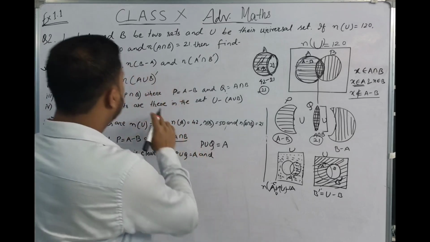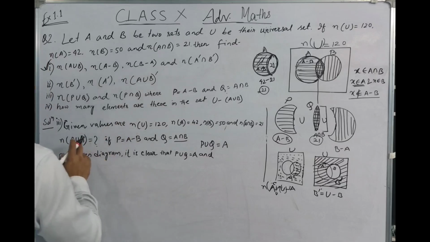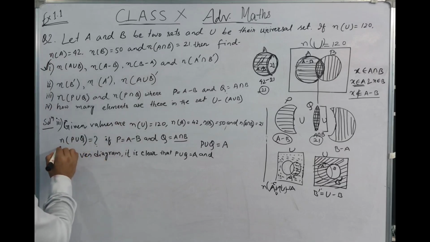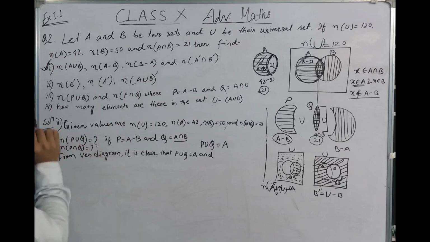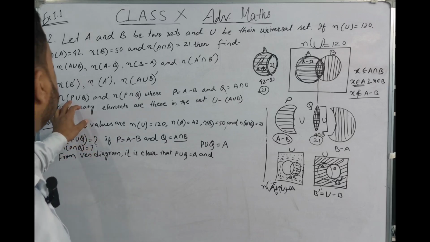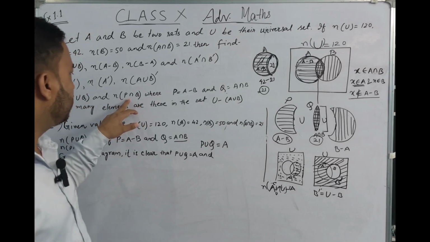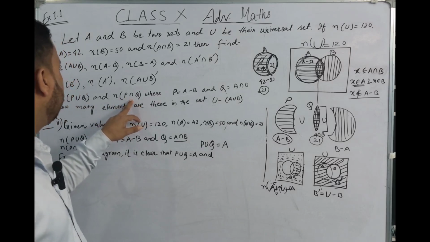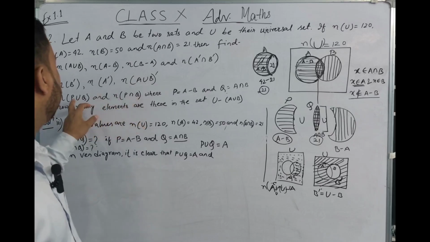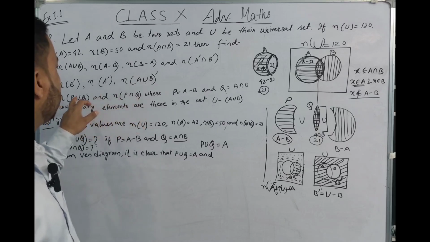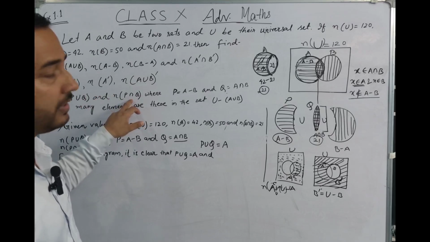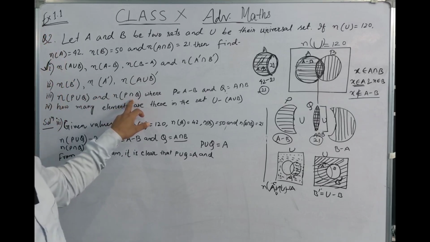And here you have to find the number of elements in the set P union Q and P intersection Q. In the book, the question is given as again P union Q. I think it should be P intersection Q, because P union Q is given already. So if this is the question, then it should be P intersection Q. We have to correct it in the question.